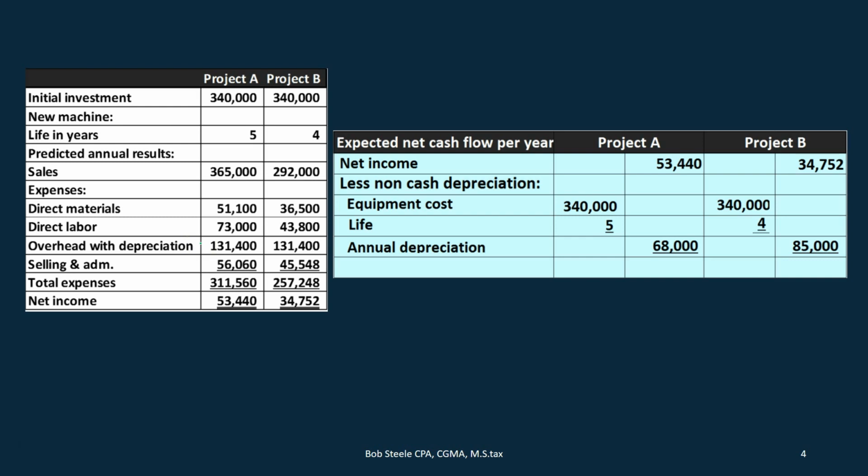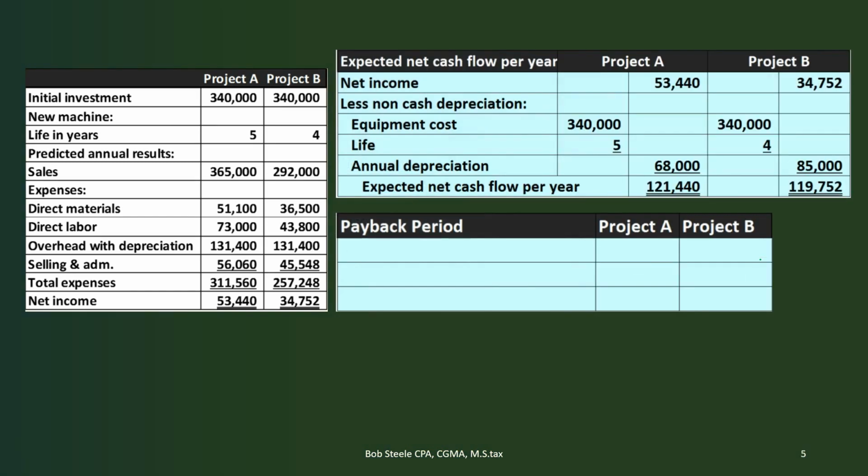These are going to be included in the expenses here within overhead, reducing net income. However, they are not cash related. Therefore, if we just want to think about the cash flows for the payback period calculation, we need to pull that out. So we're going to say the expected net cash flow per year is going to be the net income, but we're going to add back in that 68,000 for project A, giving us the 121,440 cash flow annually. For project B, we have the 34,752 net income, adding back in the depreciation because it's a non-cash item, so we get the 119,752.